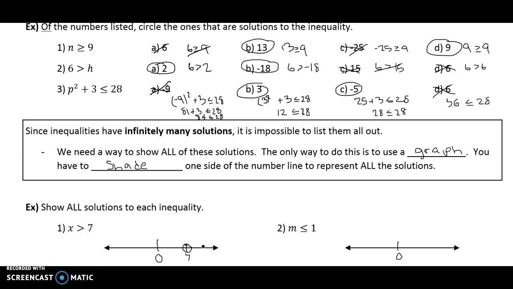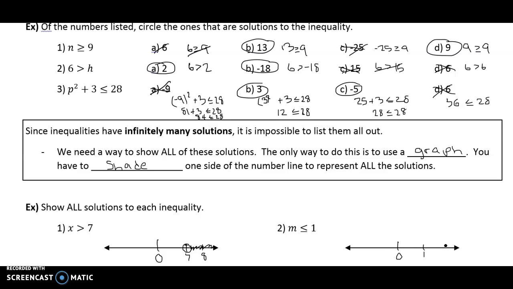Just look at your number line. Theoretically, 8 would be over here, right? Look at 0. Is 0 greater than 7? No, it is not. Okay, is 8 greater than 7? Yes, it is. So you're going to shade towards 8. Okay, use that logic.